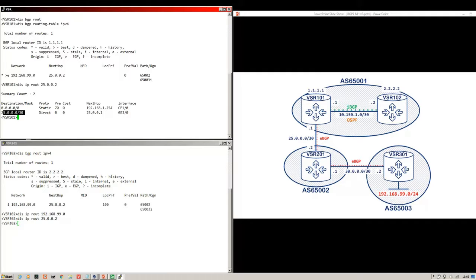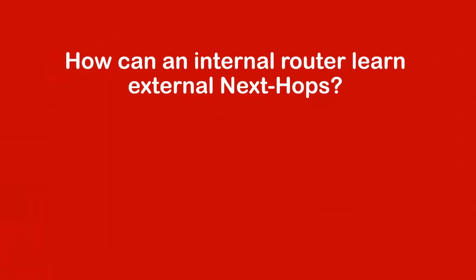But VSR 102 doesn't have that. It doesn't have a directly connected interface, and it doesn't have any kind of route via its IGP about how to get to this route. How can we solve that then? How can an internal router learn about external next hops?